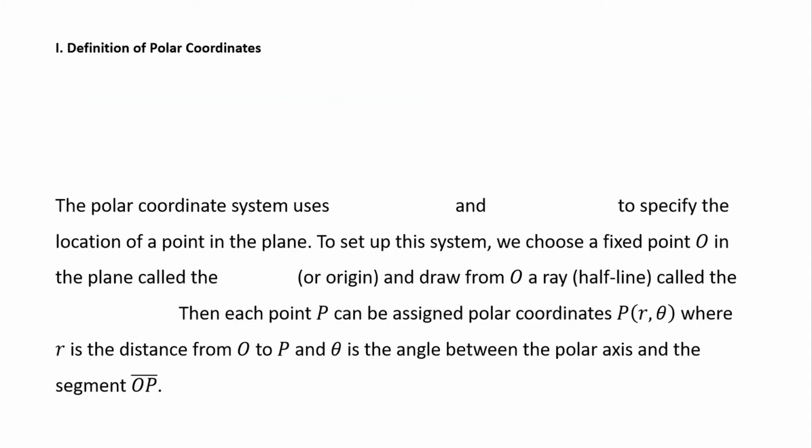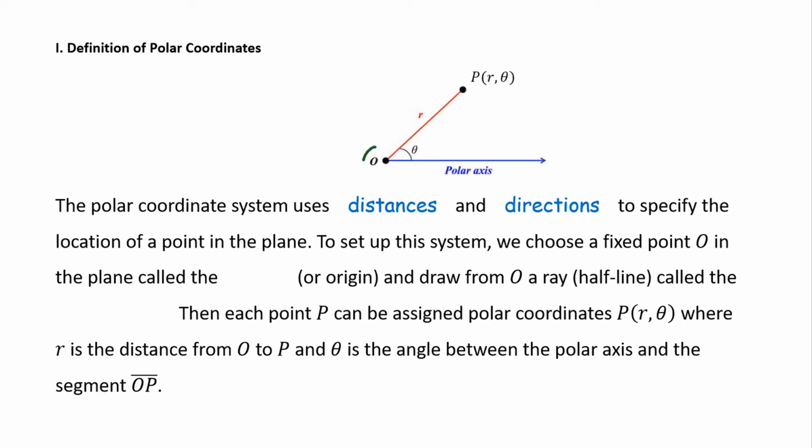Roman numeral 1. Definition of polar coordinates. The polar coordinate system uses distances and directions to specify the location of a point in the plane. To set up the system, we choose a fixed point O in the plane called the pole or origin and draw from O a ray, a half line called the polar axis. Then each point P can be assigned polar coordinates (r, theta), where r is the distance from O to P, and theta is the angle between the polar axis and the segment OP.